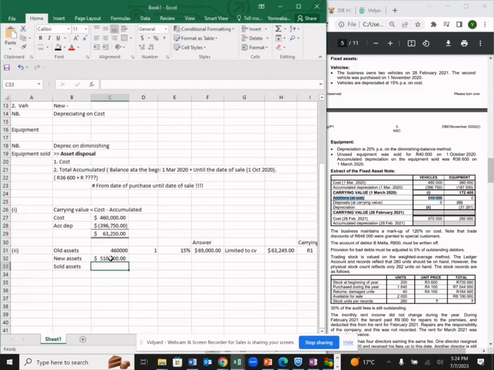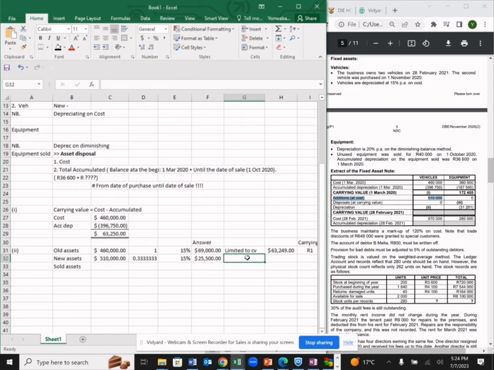110,000. Okay, 110,000. How many months did this asset stay in our business? Four months. 4 divided by 12. Always prorate. Then 15%, which we keep for all assets, for all vehicles. Then now let's get the answer. So we say cost multiplied by 4/12 multiplied by 15%.